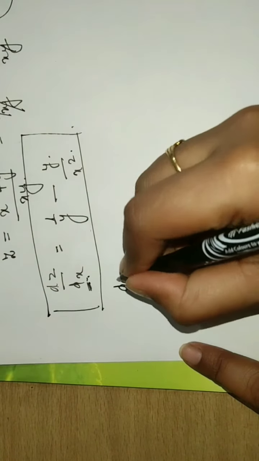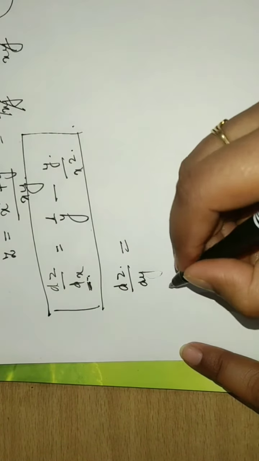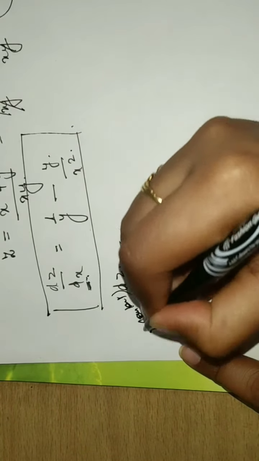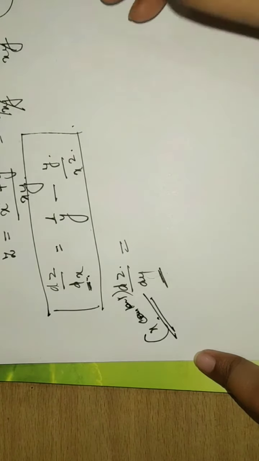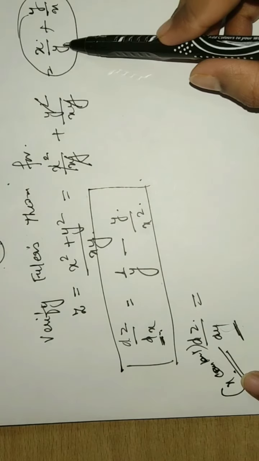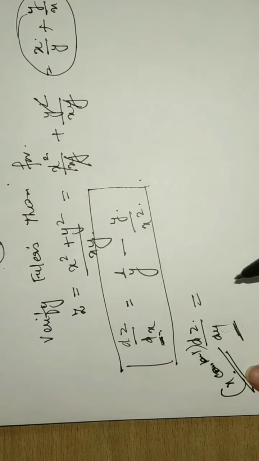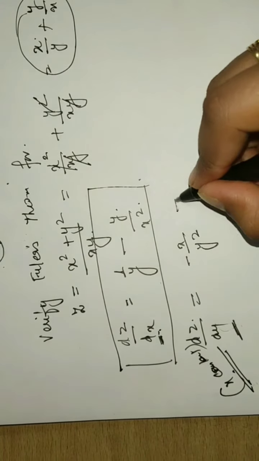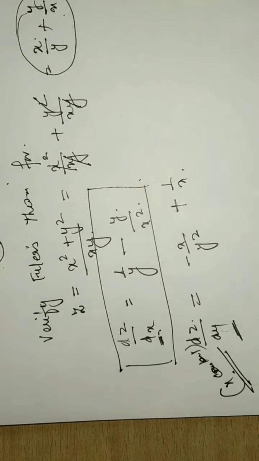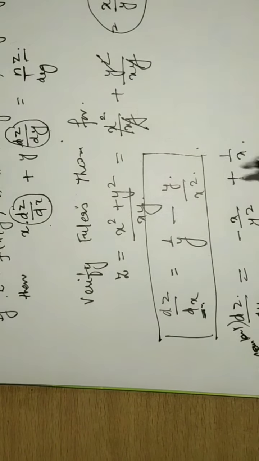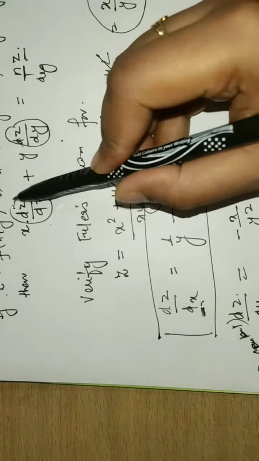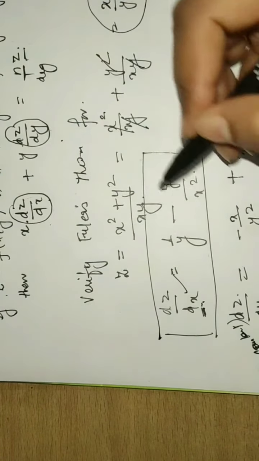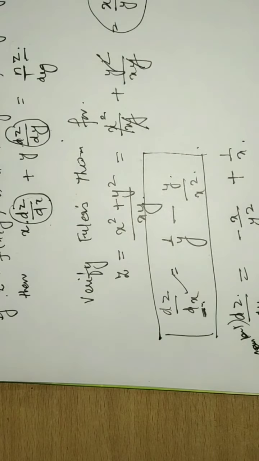Now we have to find delta z by delta y. Over here, x will be assumed to be constant. We differentiate this, so this will be minus x by y square plus 1 by x. We got two things for the verification of Euler's theorem, that is delta z by delta x and delta z by delta y.